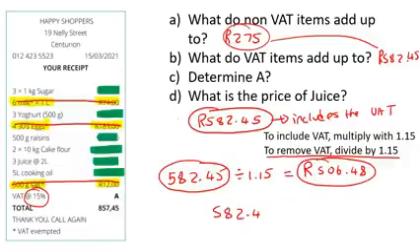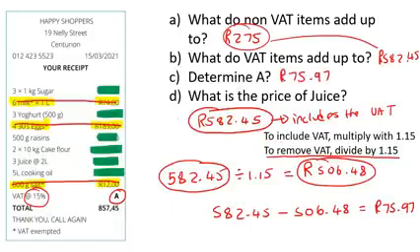So 582.45 minus 506.48. And that'll give us 75 Rand and 97 cents. That is what you should get there, okay? If you're getting a number like 87.36, then you're doing it incorrectly. You need to follow what I'm doing over here, okay? Okay, so over here I'm going to say that this is correct, that's correct, and it's not 87.37, okay? It's not 87.37.